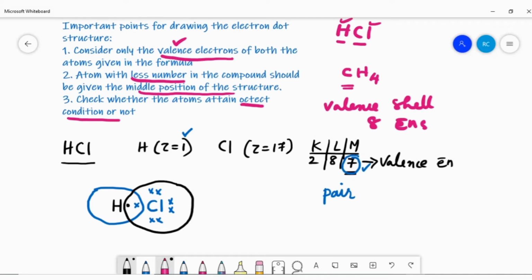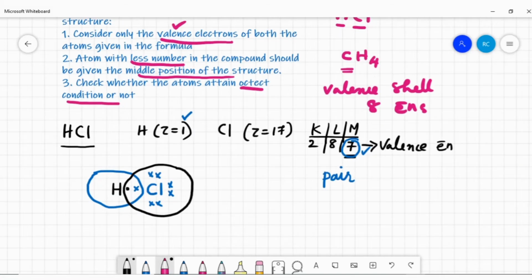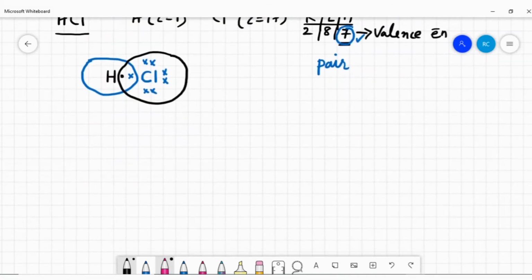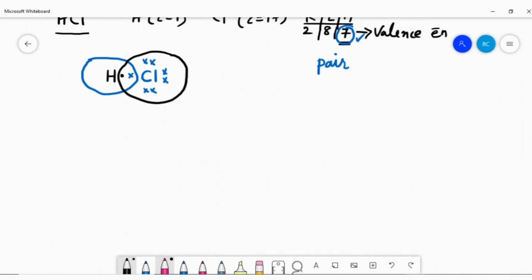Now let us draw another compound, that is ammonia molecule. For ammonia the formula is NH3.